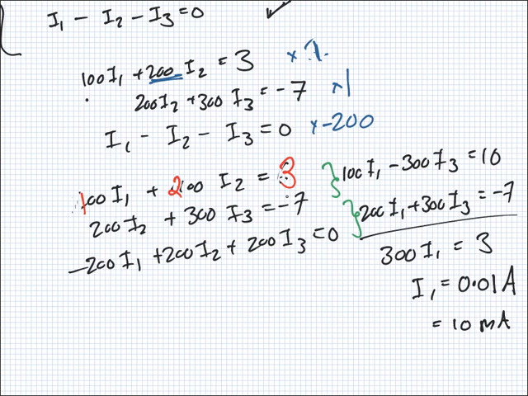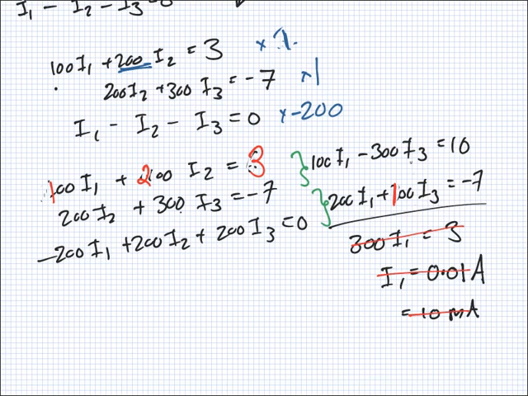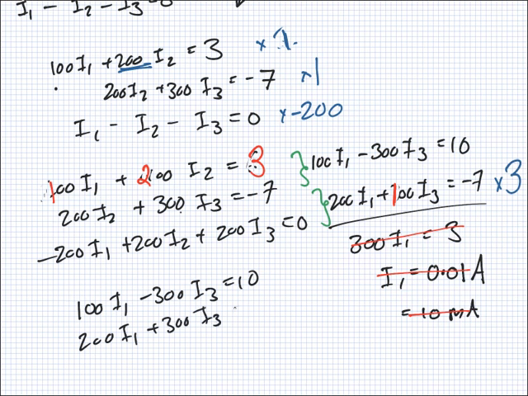Here's my mistake. Look, 300 I3 minus 200 I3. 300 minus 200. Yeah, so that should have been 100 there. So I just scratch out these last 3 lines. Right, what's the best way to put these together to cancel? I'll need to multiply that by 3. So now I get 100 I1 minus 300 I3 equals 10, and 200 I1 plus 300 I3 equals minus 21.